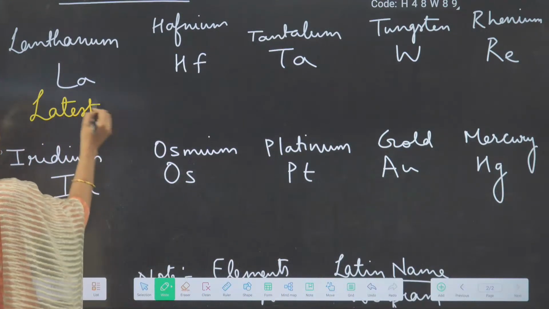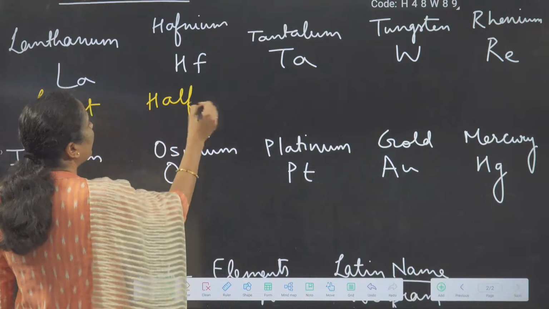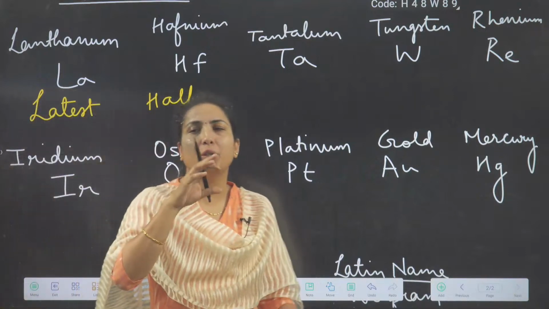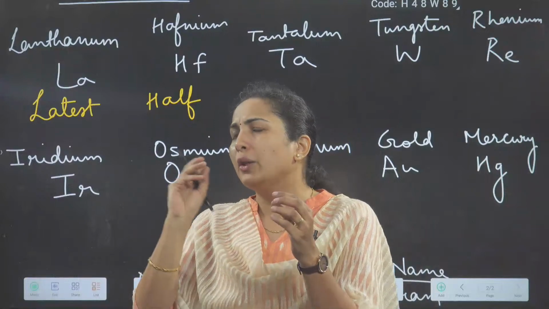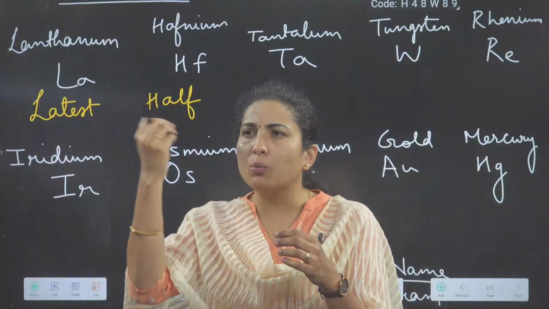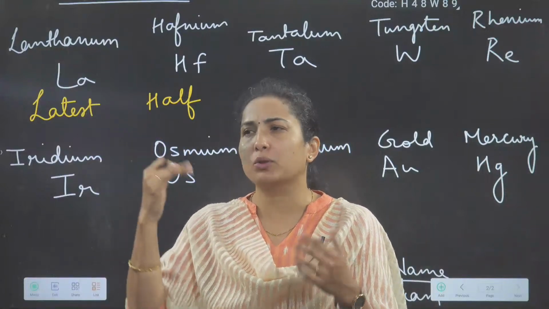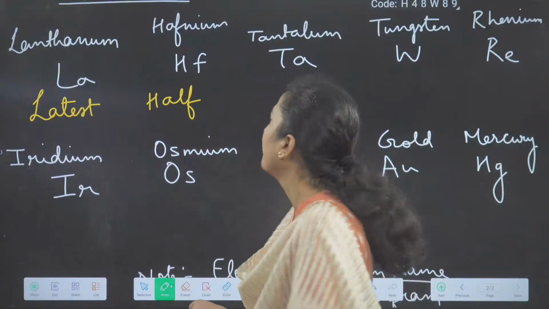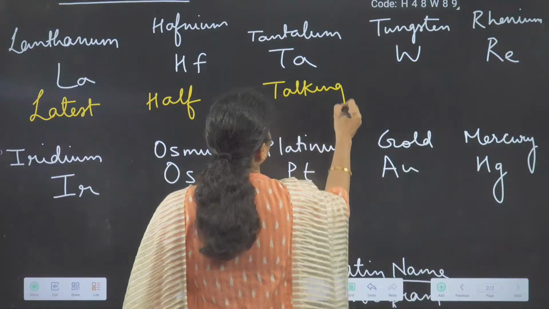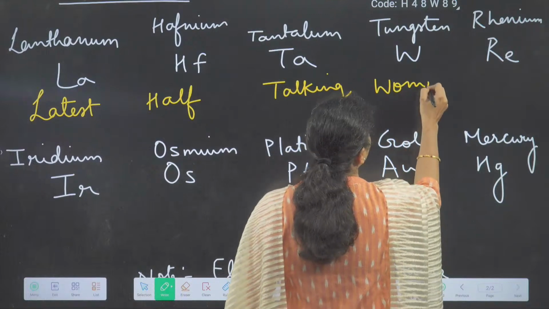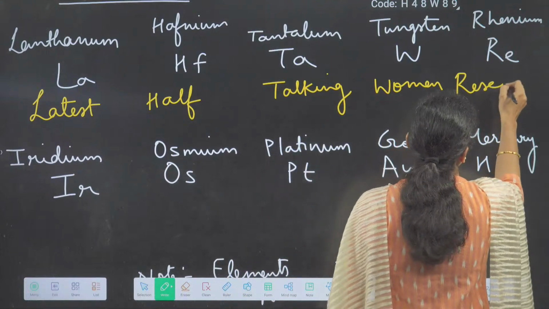So this one is latest, half talking means less talking, and I've tried to make the mnemonic in such a way that it is similar to whatever the sound of that particular element's name is, so that you are easily able to remember it. So: latest, half talking, women, researched.